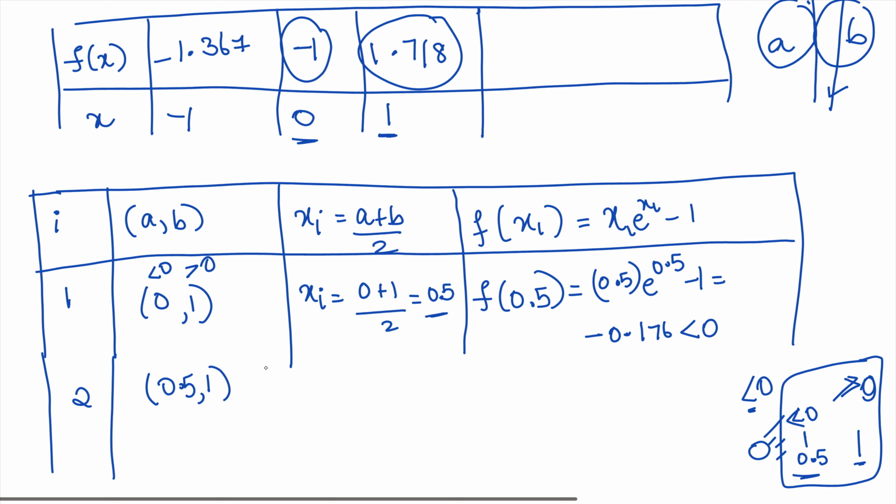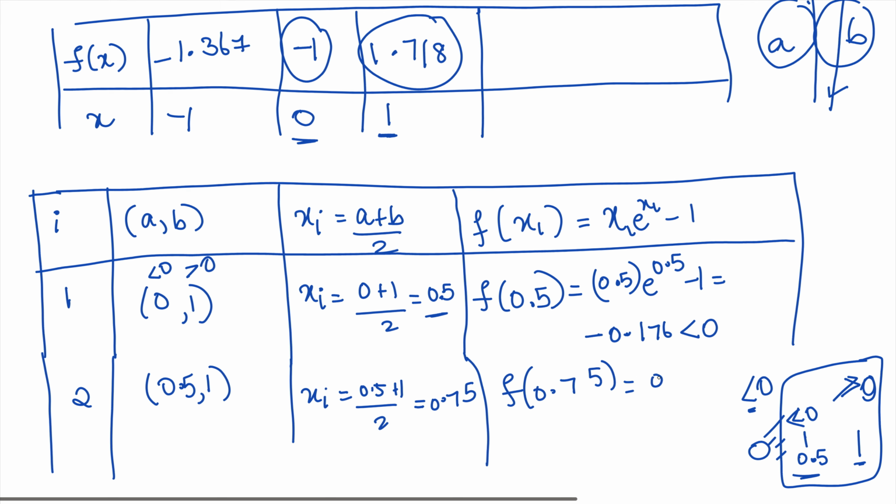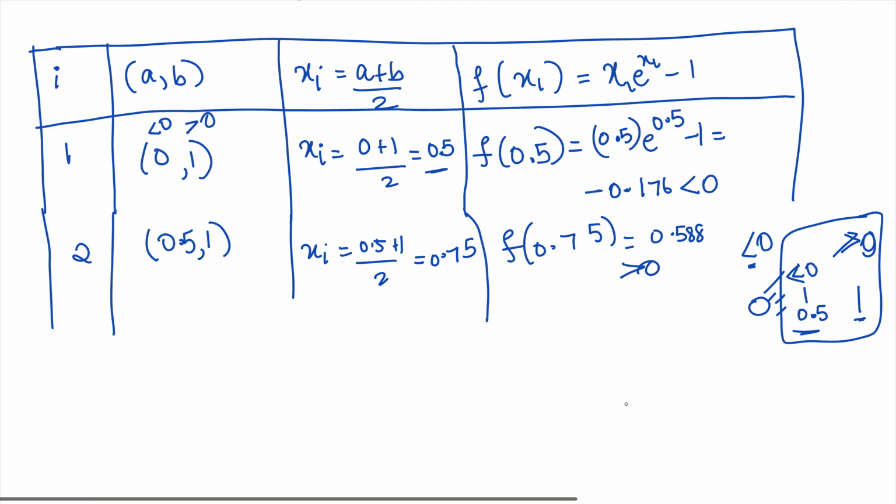So now what is our xi? 0.5 plus 1 divided by 2, which is equal to 0.75. Now f of 0.75 is nothing but 0.588, and this value is greater than 0. Now we got a value which is greater than 0.